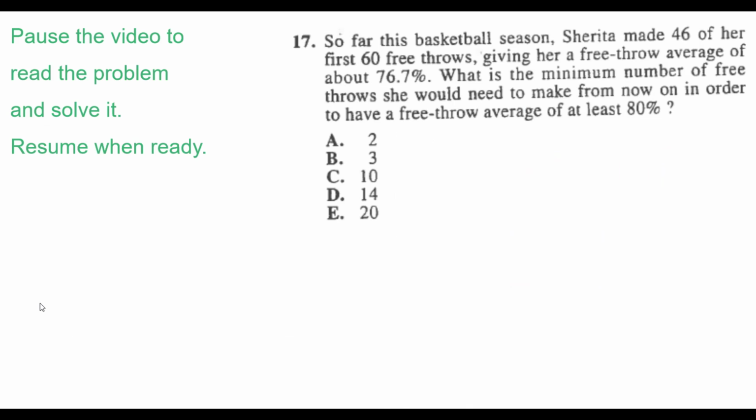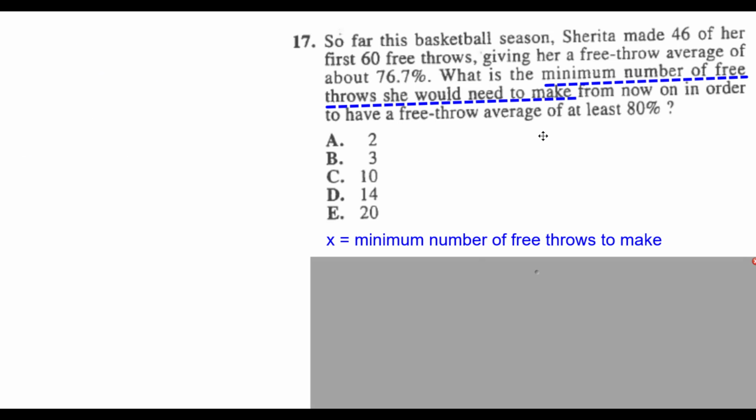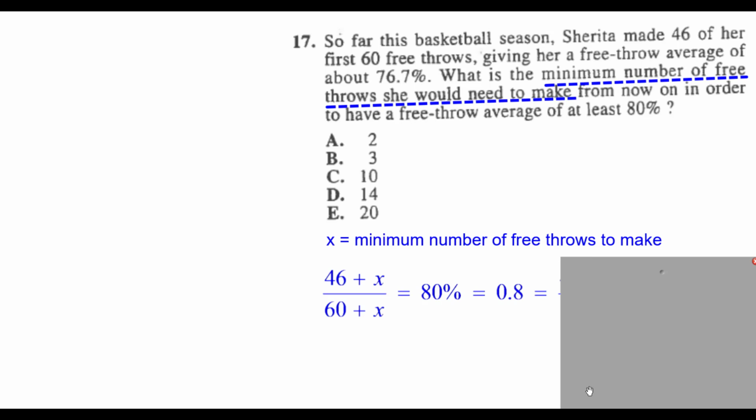All right, number 17, pause the video to read it, solve it, resume when you're ready. So for this one, I'm going to let a variable represent the minimum number of free throws to make to be able to increase the percentage to 80%. And getting the equation is, to me, the key thing. It's going to be 46 over 60, but we're going to add x free throws out of the 46 and also x free throws out of 60 because she's going to make all of them in a row. And it's going to have to be equal to one of these expressions right here.